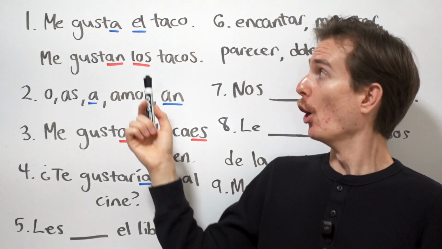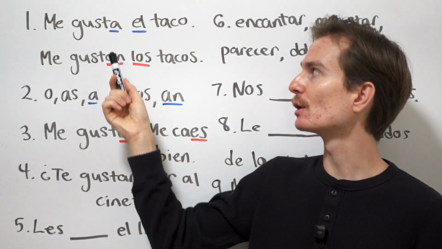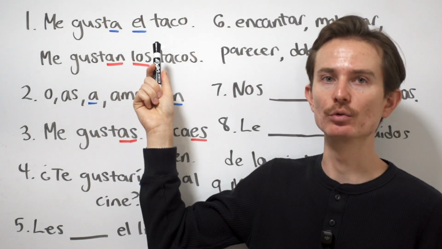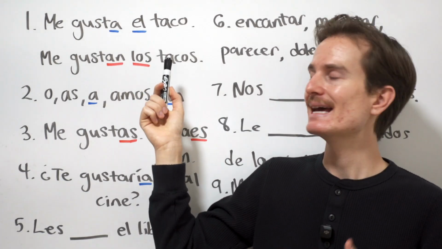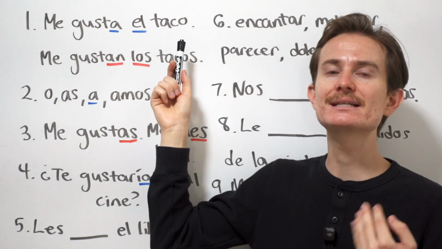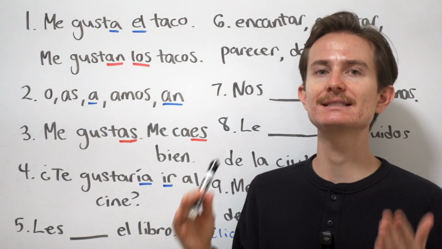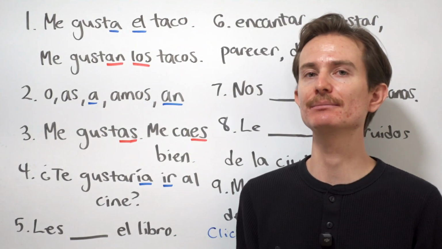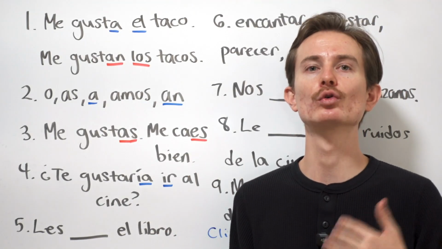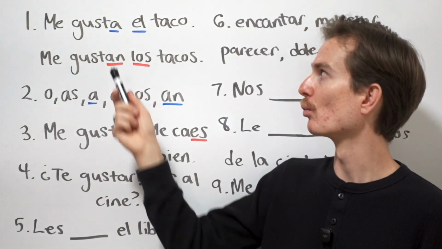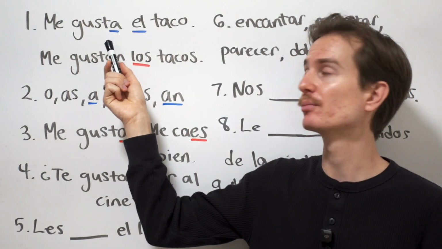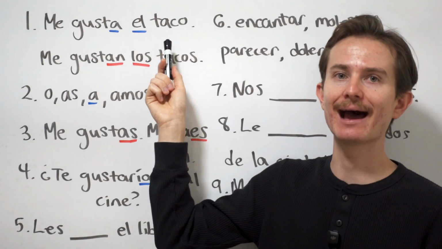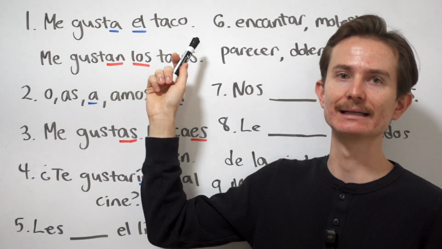What's going on here is the verb gustar is being conjugated on this noun, which is el taco. In this case, el taco is considered the third person singular. Remember that the third person singular in Spanish is simply the él, ella, or usted form. So we're conjugating gustar in that third person singular because el taco is a singular noun. Okay? Me gusta el taco.